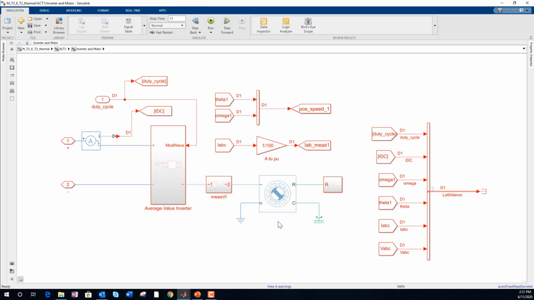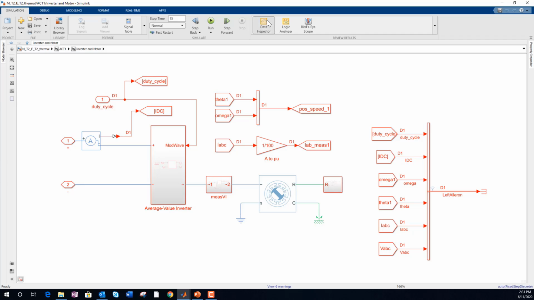We have a linear permanent magnet synchronous machine here, and we are feeding the duty cycle, or the modulation waves, straight into an average value inverter. So we have no power electronic switching with this particular implementation. We could readily add power electronic switching at a later stage as our technology readiness matures. Let's now take a look at some of those responses.